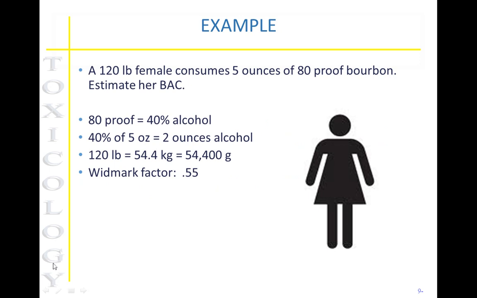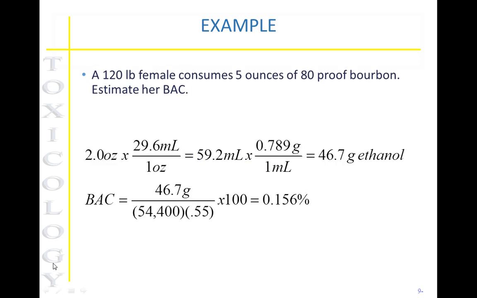If we use a female as an example, you input the information into the equation in a similar manner, however you use a different Widmark factor. So once again, if we use a 120-pound female that consumes 5 ounces of the 80 proof bourbon, we can also estimate her blood alcohol content, and that would be 0.156%.